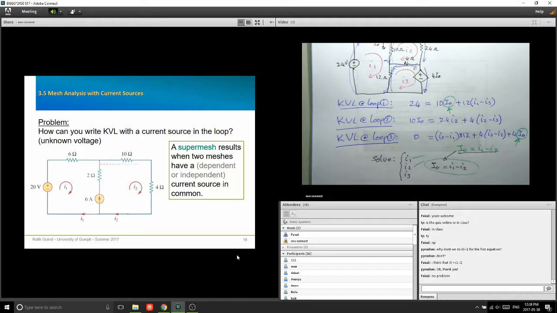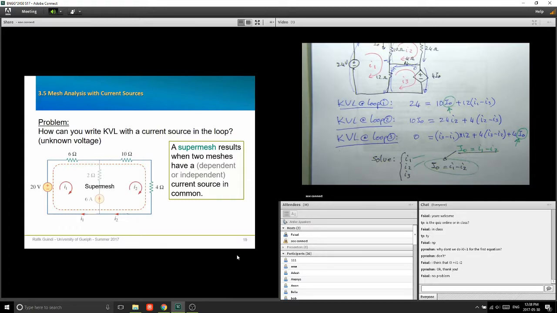Okay, so this is what we're going to do. Look at that. We're going to combine those two meshes which share a current source into a super mesh. So a super mesh is made by combining two or more meshes together if they have a current source shared between them. So this is your super mesh now. I'm going to go around my super mesh and write a KVL around that.